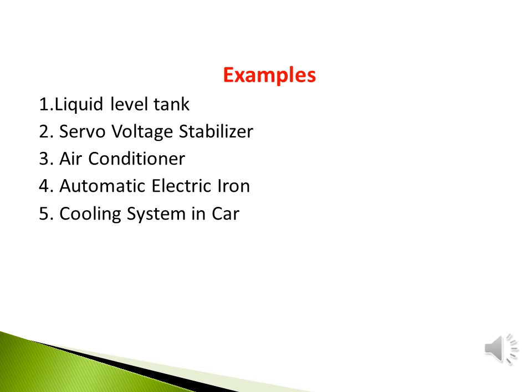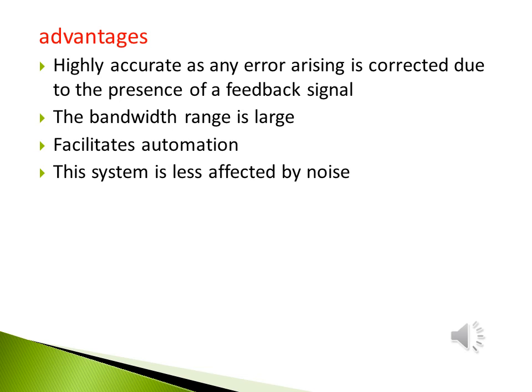These are some of the examples of closed loop control system. First one is liquid level tank, second one is servo voltage stabilizer, third one is air conditioner, fourth one is automatic electric iron and fifth one is cooling system in car.